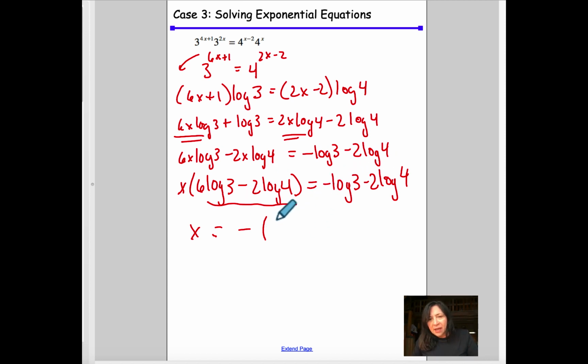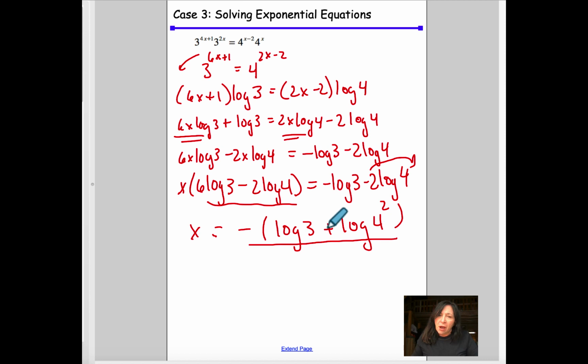So I'm going to get negative log base 10 of 3 plus log base 10 of 4. And remember, that's squared because of the power rule. That 2 goes up to the top. On the denominator, I'm going to have this. And so that's going to also use the power rule. I'm going to get log base 10 of 3 to the 6th power minus log base 10 of 4 to the 2nd power. So I have this divided by this.